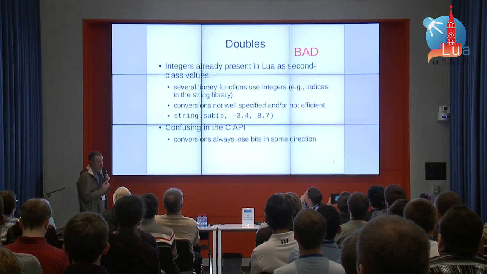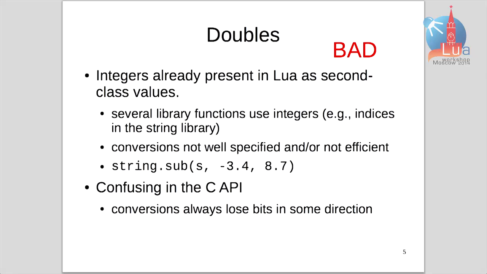So what else is bad about doubles? That the integer is already present in Lua as a second-class value, mainly in the API to several libraries.